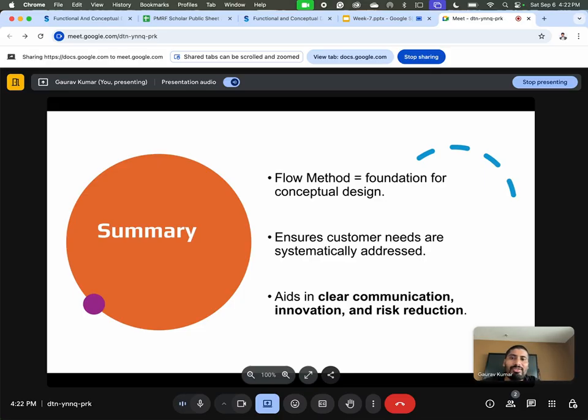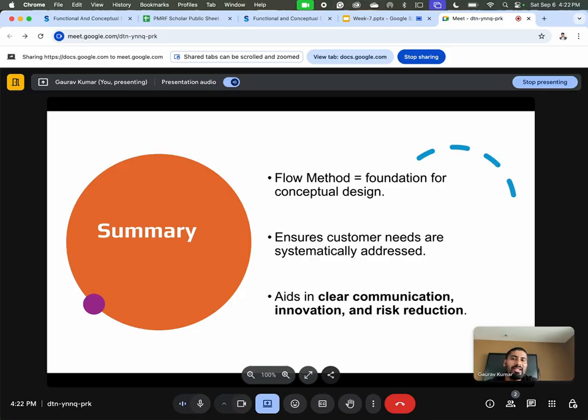This method ensures that customer needs are systematically addressed and translated into technical sub-functions, and it also helps identify unwanted byproducts and opportunities for innovation. Moreover, the clarity it provides improves communication between stakeholders and strengthens system reliability.